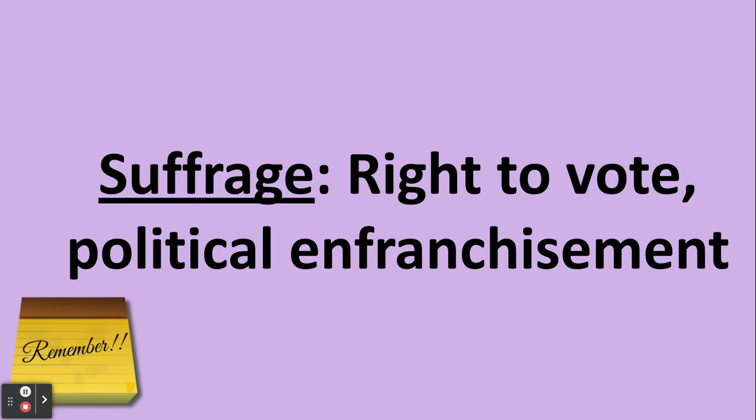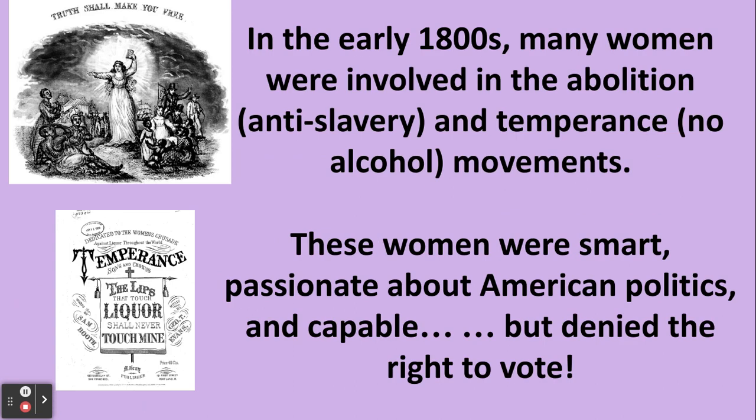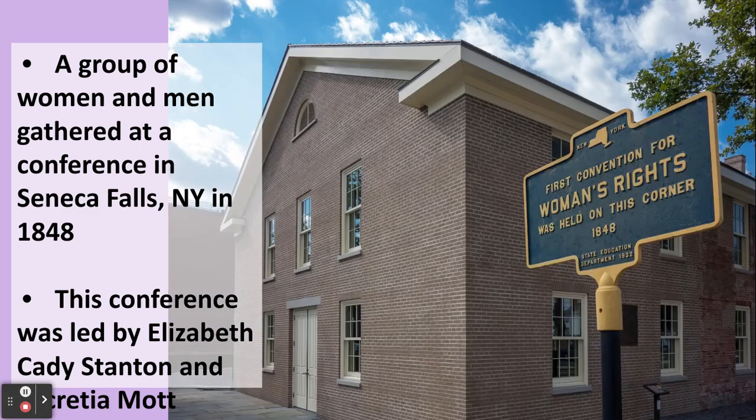So, for the right to vote, or political enfranchisement, or suffrage, women had been advocating for many issues throughout the United States during the 1800s. Women were involved in the abolition movement and the temperance movement, but women were still denied the right to vote. And many women around the world could not vote in the early 1800s either. This is the circumstances before the Gilded Age, just to say.